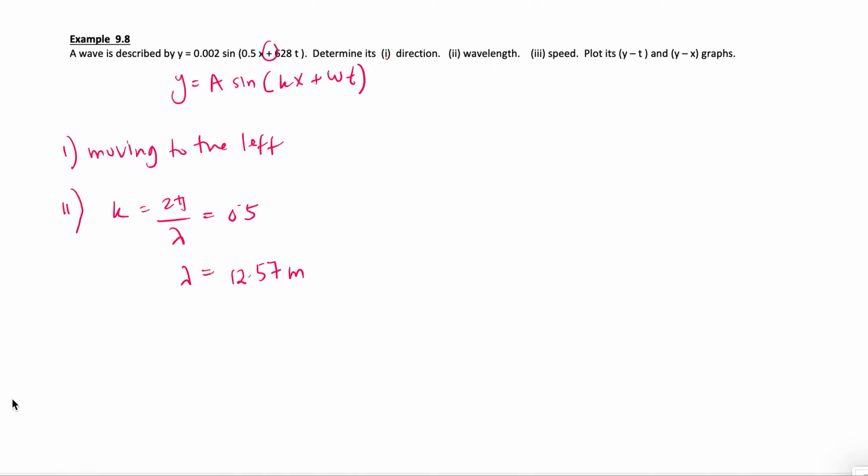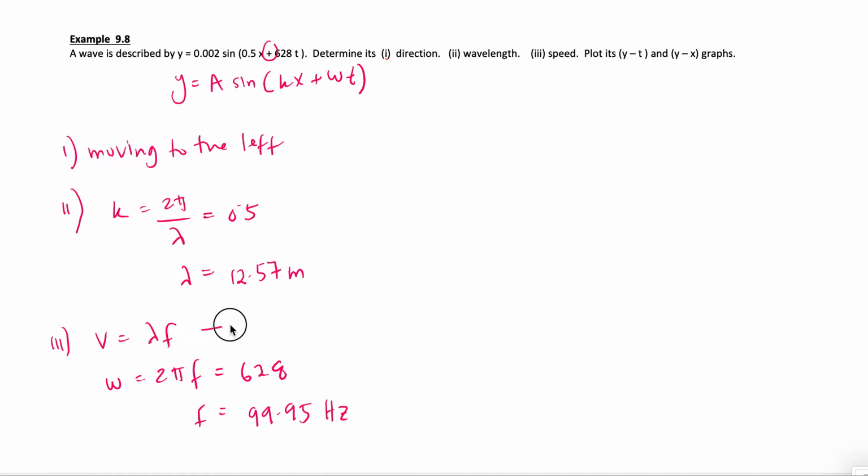Okay, and then its speed. So number 3. What is its speed? v is lambda f. Do I know what my f is? Let me find my f first. So omega is 2 pi f equals 628. So f is 628 divided by 2 pi. So that is 99.95 hertz.